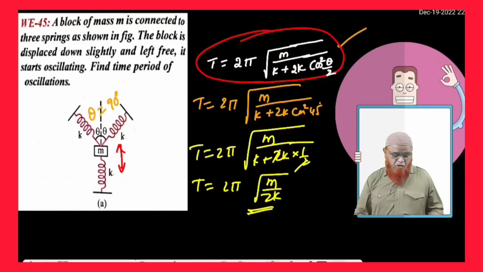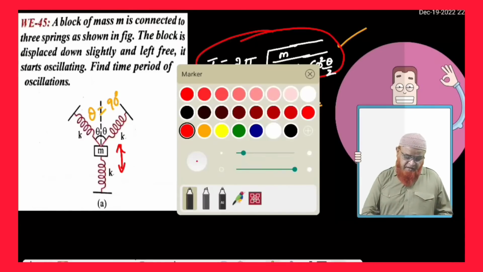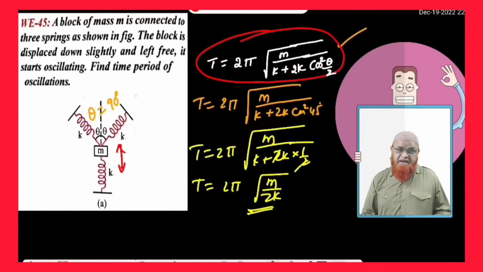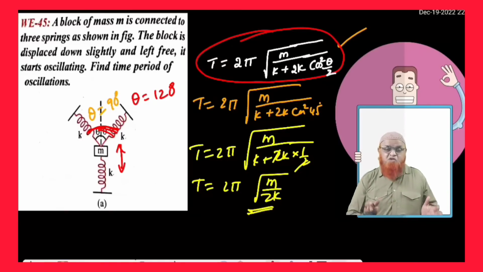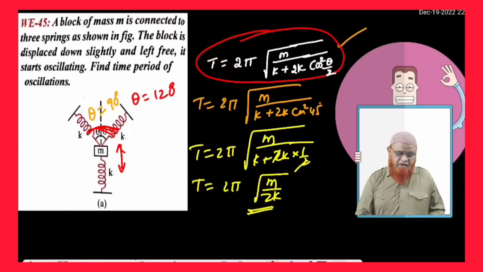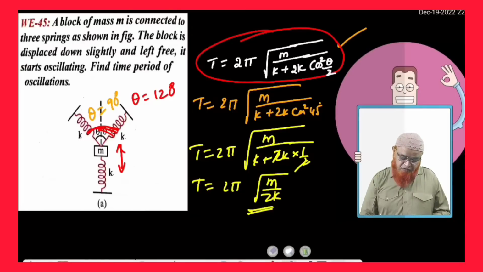Let me tell you one more case here. Instead of considering 90 degrees, you can also consider 120 degrees. If the angle between the two springs is 120 degrees, then you can solve this as a different problem. Instead of 90, if you consider 120, instead of 45, let me rub this 45 and show you what we are going to get now.